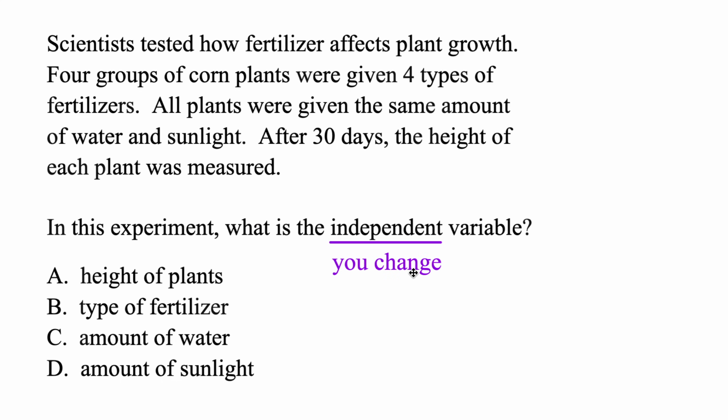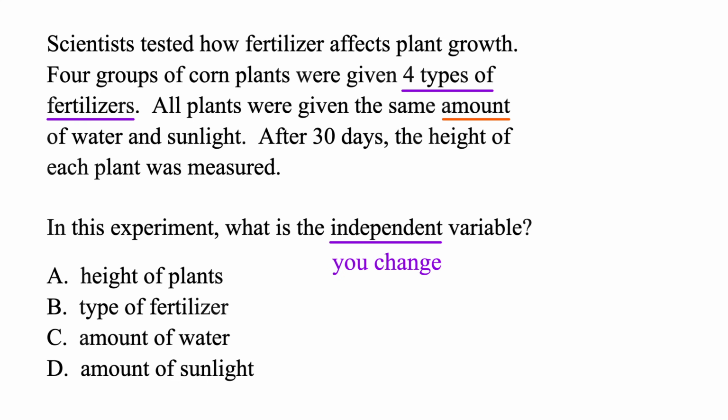Okay, what are we changing or controlling in this experiment? Let's see. Scientists tested how fertilizer affects plant growth. 4 groups of corn plants were given 4 types of fertilizers. All plants were given the same amount of water and sunlight. After 30 days, the height of each plant was measured. Okay, what are they controlling in this experiment or changing? Well, you know it. It's the type of fertilizer that's being used, because they're choosing which fertilizer to give to which group of corn plants. So that's the independent variable here, the thing you manipulate.